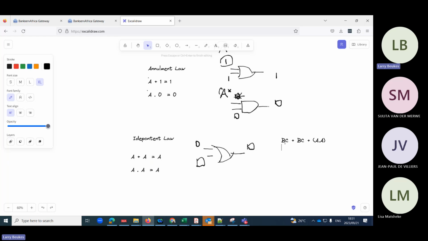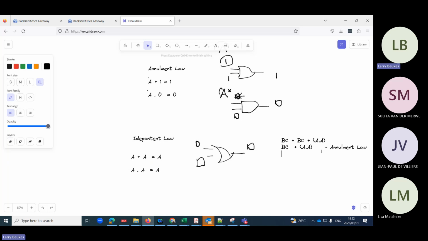Sometimes when you solve Boolean algebra problems, you're going to get BC plus something like this, and then they're going to say simplify. Then you need to write the name of the law that you used. That's why it's important to know the names. So now you're going to say BC plus BC, then you simplify it to BC, right? BC plus A and A, then you're going to say annulment law. In the past, people were saying law 1, law 2, law 3, law 4, but it got confusing because we didn't know what law 1 and law 2 were, right?